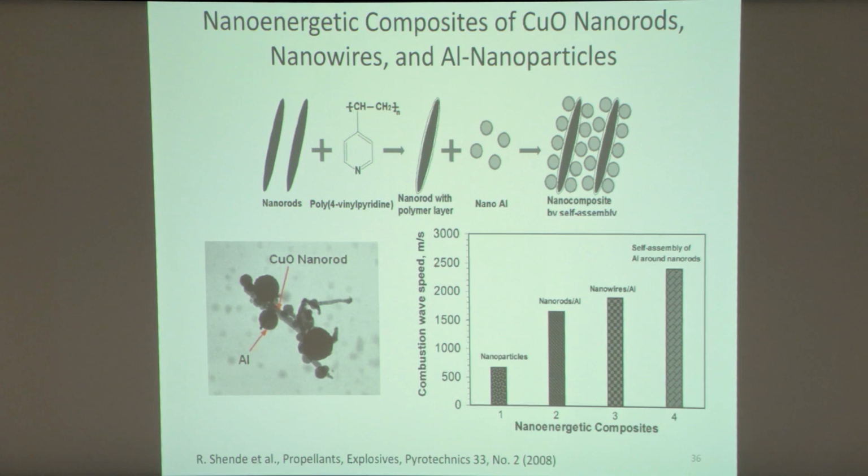Another example of a self-assembly process is to take nanorods of copper oxide, coat them with, again, a ligand, then mix them with nanoaluminum, and they get the nanoaluminum particles to align themselves on the nanorods. Okay, and if you do that, you can increase the reaction rate of the combination of the aluminum and copper oxide in this form versus just mixed physically. So you can get a large increase in the burning rate.